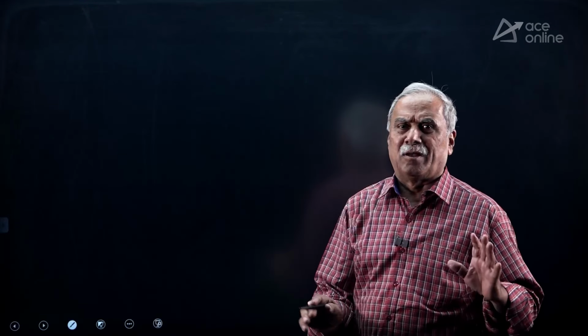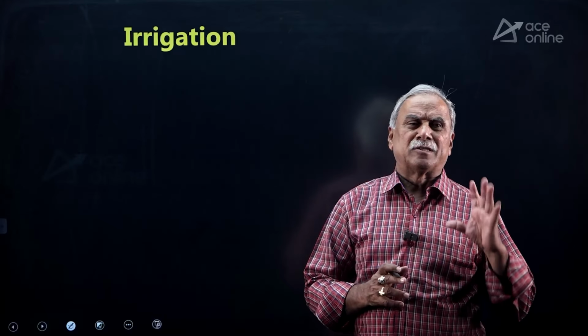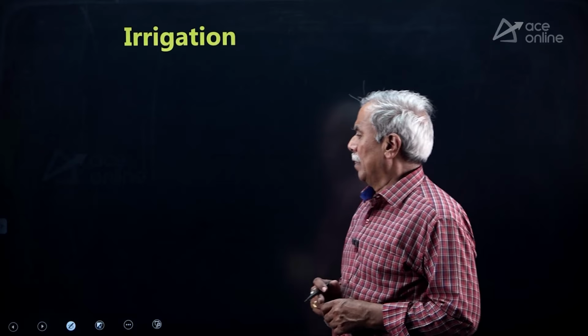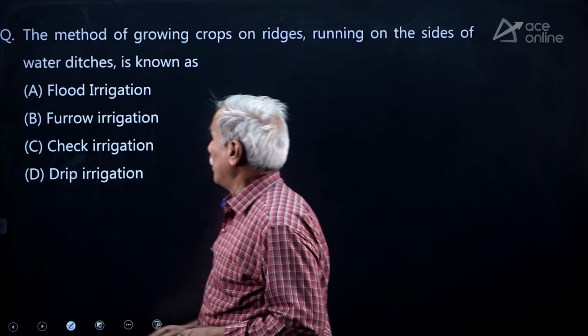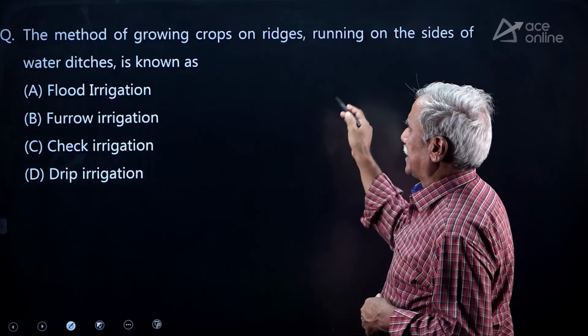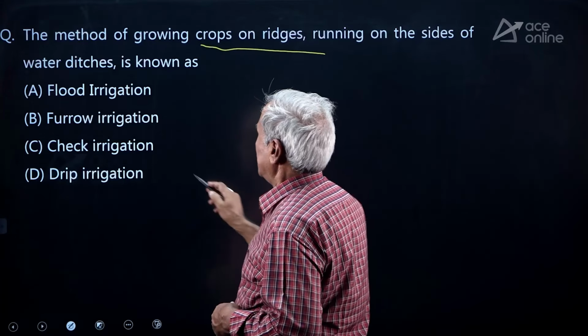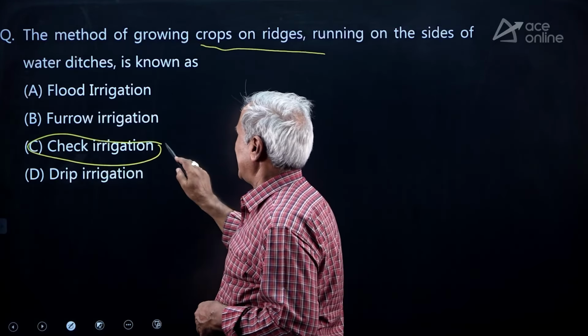These are the questions on engineering hydrology. Let us continue the questions on irrigation engineering. The method of growing crops on ridges running on the sides of water ditches. Growing crops on ridges. Simply, the answer for that is check irrigation.